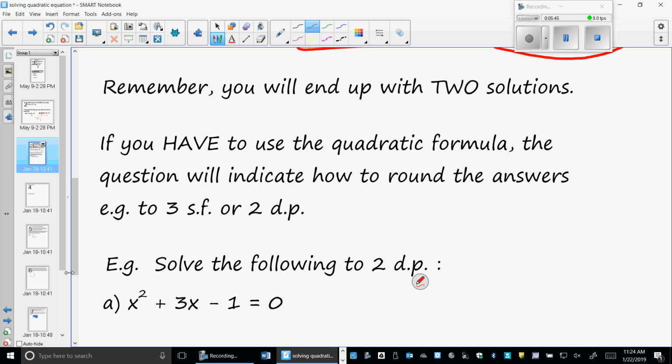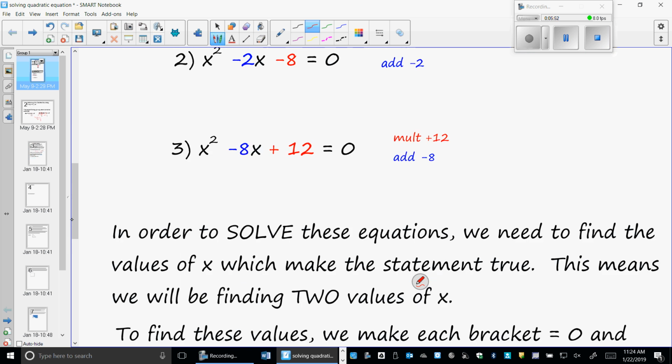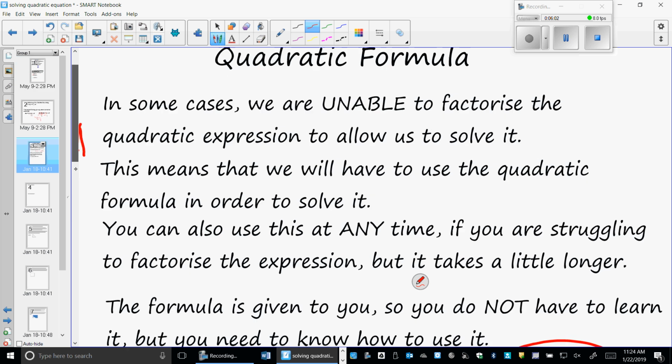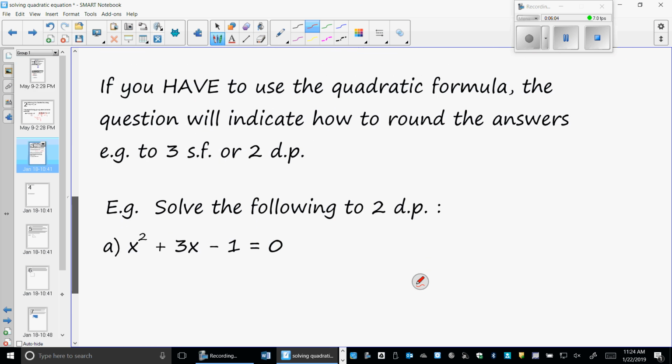Now, saying that, you can always use the quadratic formula to solve the equation. So even these first ones that we did here, we could use the quadratic formula to solve them. It's just that it takes a little bit of time to work it out, and factorising is a lot faster. Right, go back to it.